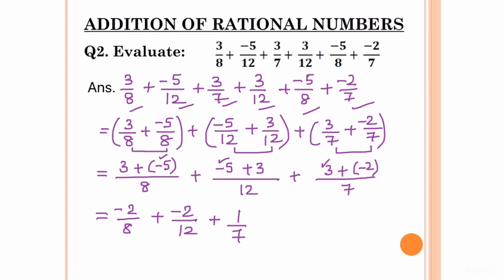Now let's cancel the common factors. 2 times 1 is 2, 2 times 4 is 8. Here 2 times 1 is 2, 2 times 6 is 12. So this expression will be equal to minus 1 by 4. Plus of minus is minus 1 by 6 plus 1 by 7. Next step.